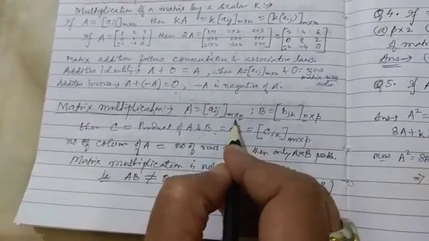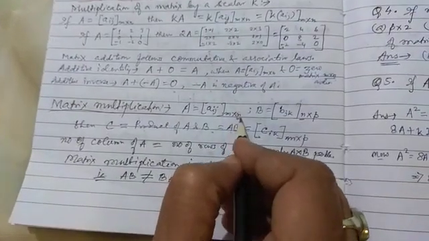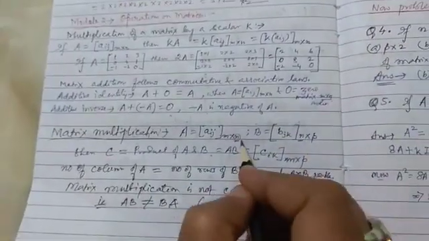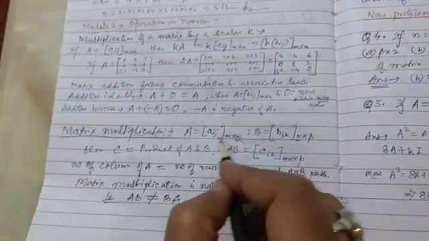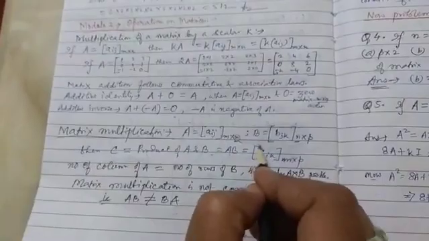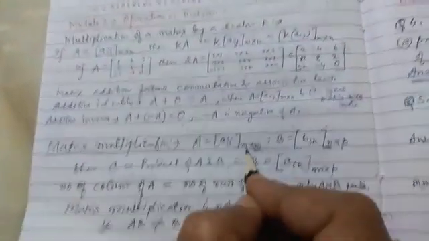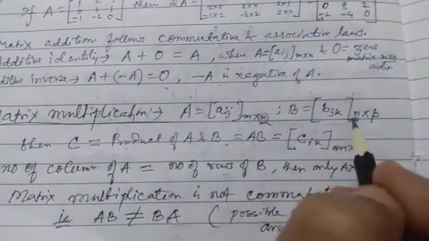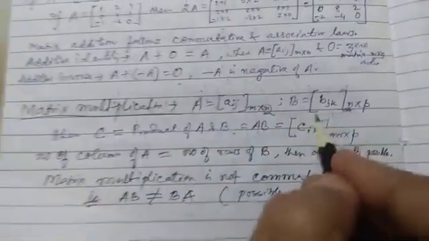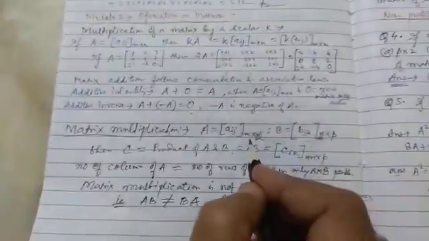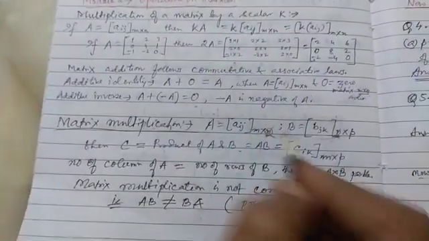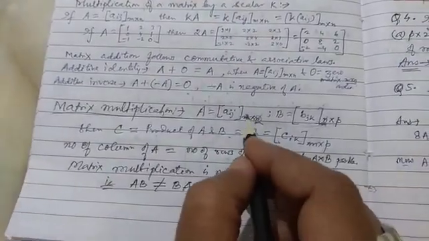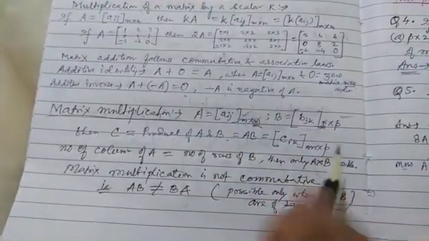That means here this got cancelled. These are rows and columns. You see, the number of columns of matrix A must equal the number of rows of matrix B. I repeat, the columns of matrix A must equal the number of rows of matrix B. Then only you can multiply. Then these two get cancelled, and finally we get m by p. So C is equal to AB, and the order is m by p.